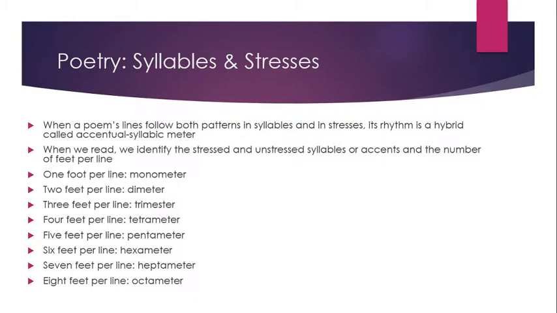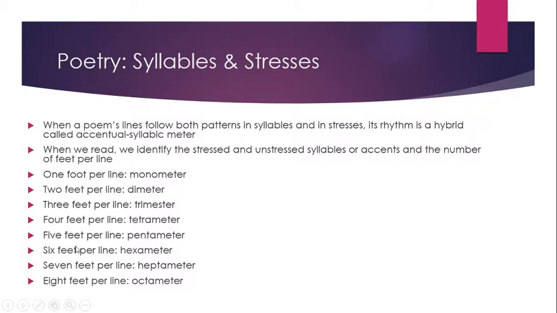With syllables and stresses, when we're reading, when we're scanning, it's important to take note of syllables and stresses in a poetic line. When a poem's lines follow both patterns in syllables and in stresses, its rhythm is called an accentual syllabic meter. And we can identify the stressed and unstressed syllables and the number of feet per line, and that's part of how we determine the meter structure of the poems.